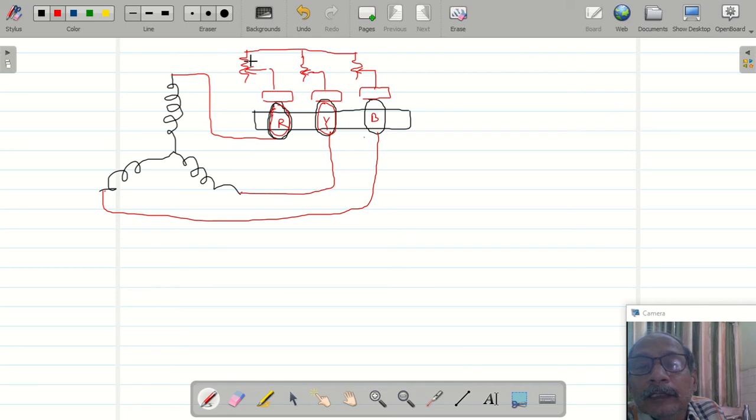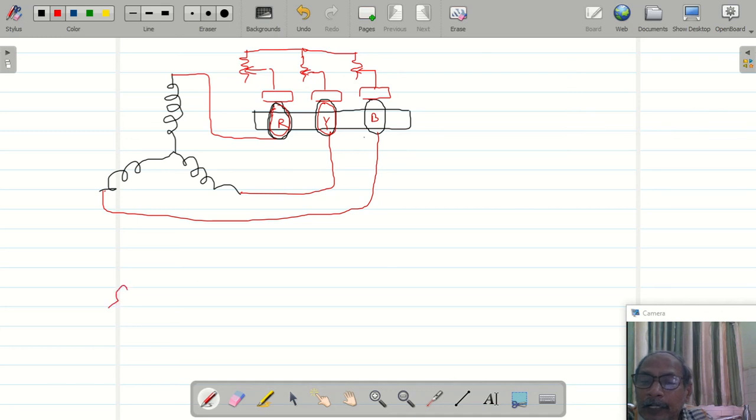So whatever the resistance we have, this resistance from here to here is connected in series with this winding. This resistance from here to here is connected in series with the Y phase, and this resistance between here to here is connected in series with the B phase. So this is the slip ring induction motor.